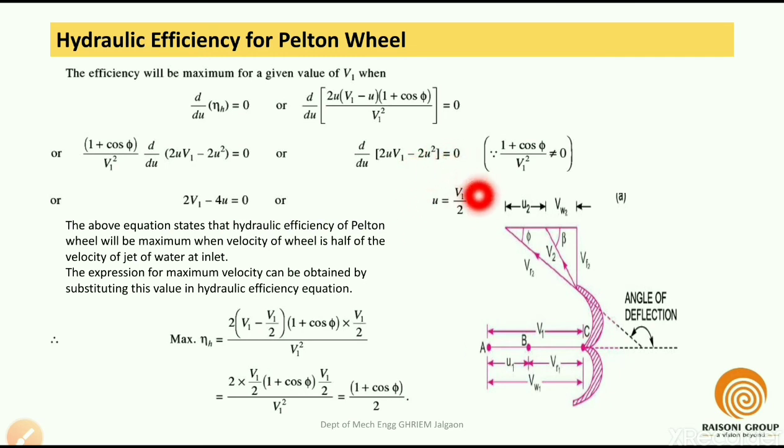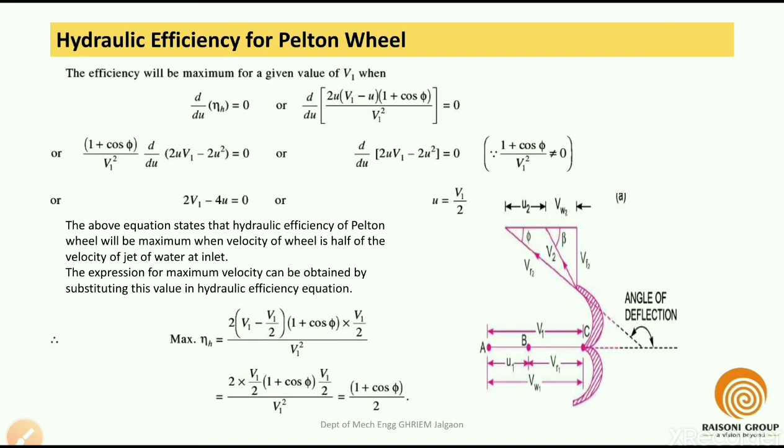So this is important: u is equal to V1 by 2, where u is the tangential velocity and V1 is the velocity of the jet. So what does this equation suggest? This equation suggests that the hydraulic efficiency of a Pelton wheel will be maximum when the velocity of the wheel is half of the velocity of the jet of water at inlet. Meaning if the velocity of the wheel is half of the velocity of jet at the inlet, then the hydraulic efficiency will be maximum.